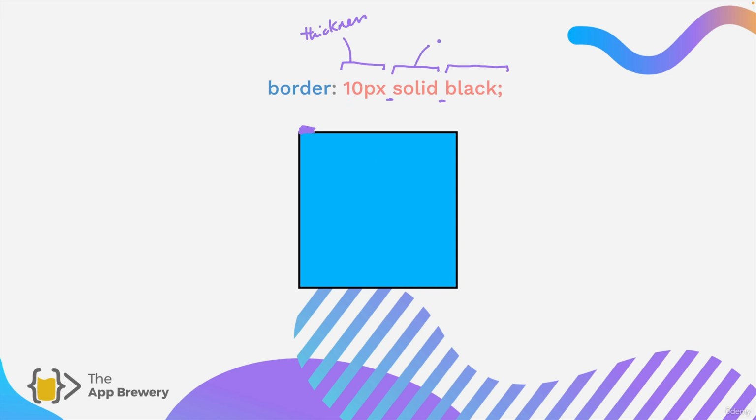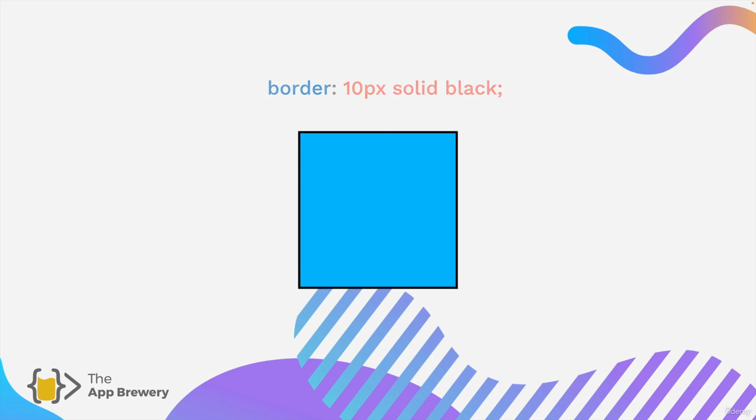Now, the second item is the style of the border. You can have, for example, solid, but you can also have a dashed line, in which case the border would look something like this instead of a solid line as we've gotten here. And finally, we've got the color of the border, which you can set to any named color or hex color, as we've covered in the color properties lesson. These three items together determine what the border should look like.